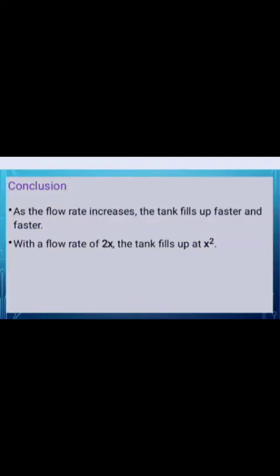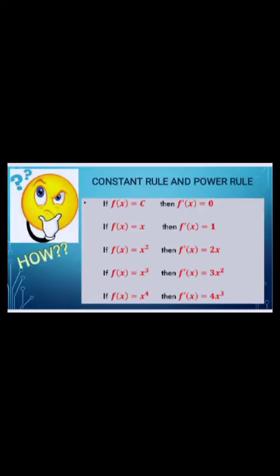Therefore, as the flow rate increases, the tank fills up faster and faster. And with a flow rate of 2x, the tank fills up at x squared. And this is where we got the idea of derivatives. So we have here constant rule and power rule.